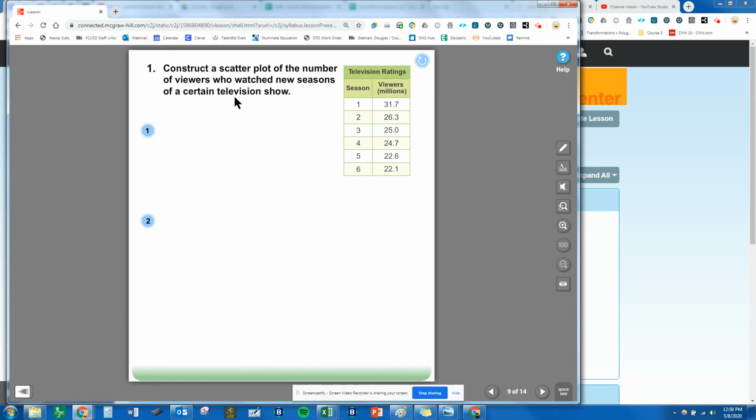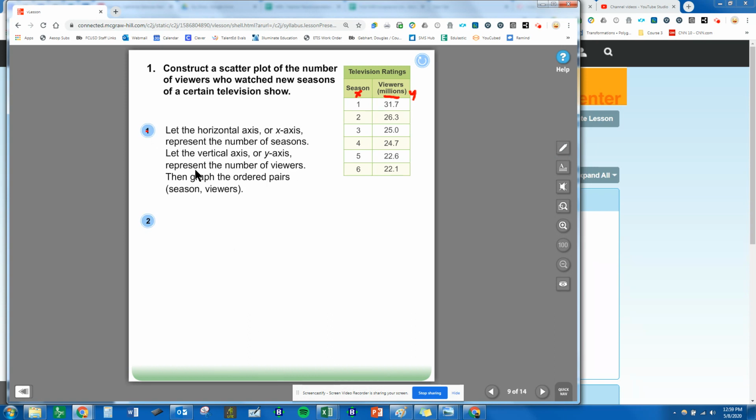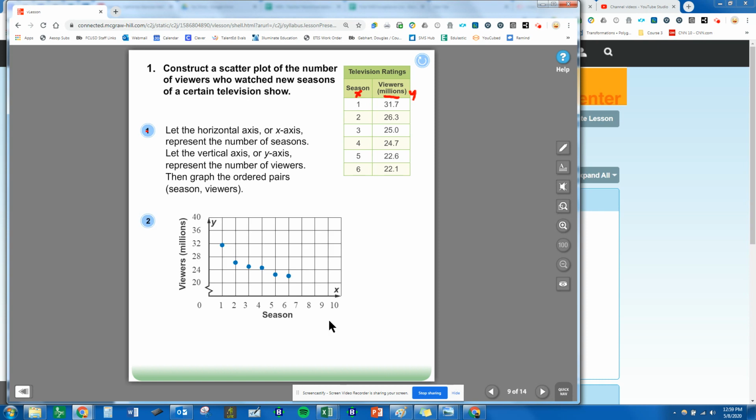Construct a scatter plot of the number of viewers who watched new seasons of a certain television show. One main thing we always are going to do is if you have a data table, the X value is always the left side. The Y value is the right. Notice that these numbers are in millions of people, but we're going to abbreviate those just for the sake of a graph. So let's see here. Well, we always let the X be the left, the Y be the right. Usually the X is going to be our time. And here would be a scatter plot.